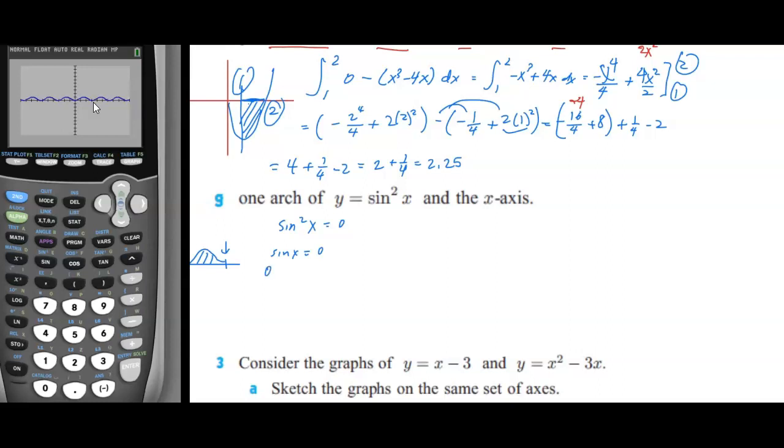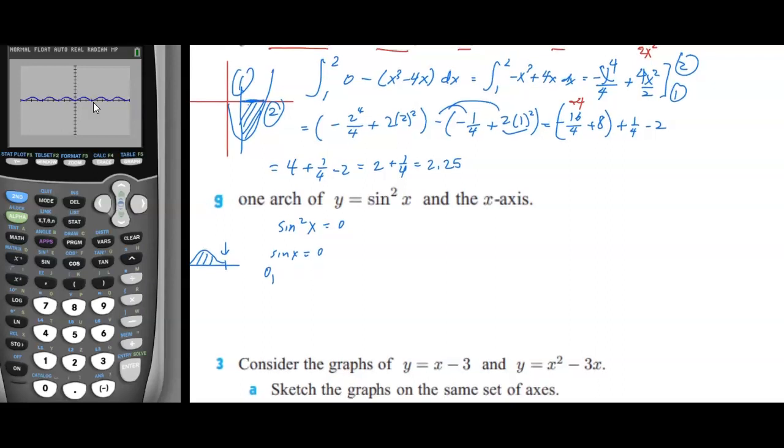When is sine x equal to 0? Well, the first place at 0 is x equals 0. The second place at 0 is pi. And the next point is 2 pi. So this point here, since it's the second point after 0 that it becomes 0, it must be pi. Okay, so it turns out that this limit is pi. So we're going to integrate sine squared from 0 to pi.